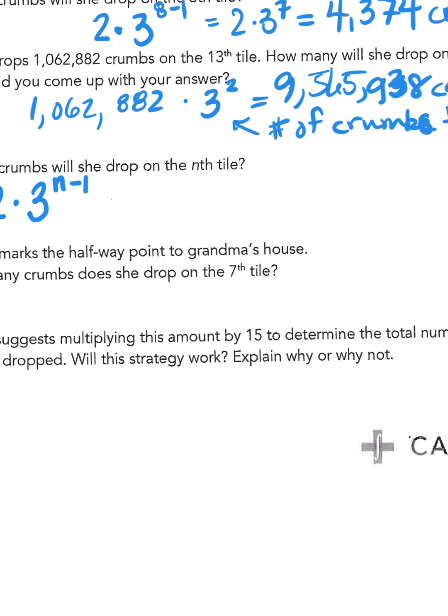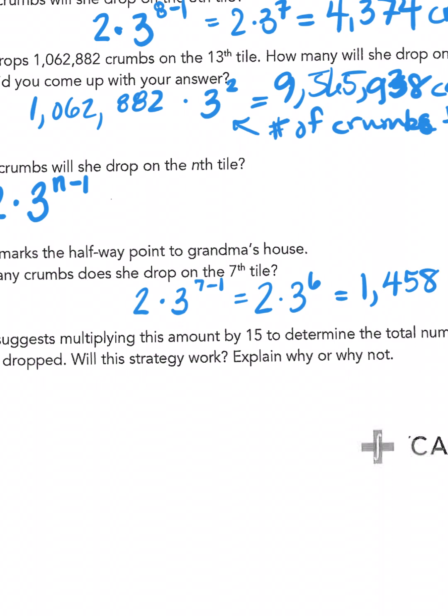The 7th tile marks the halfway drop point to Grandma's house. How many crumbs does she drop on the 7th tile? Use your formula. What'd you get? 1,458 crumbs. All right, Kenny suggests multiplying the amount by 15 to determine the total number of crumbs dropped.